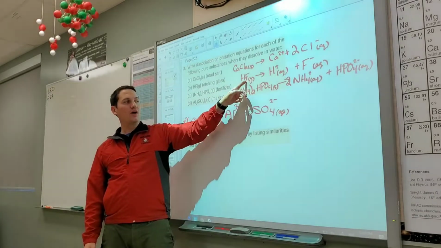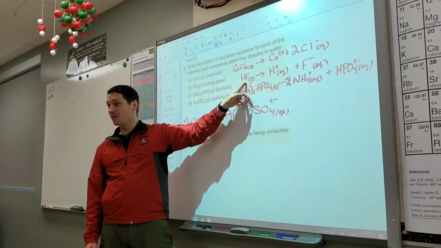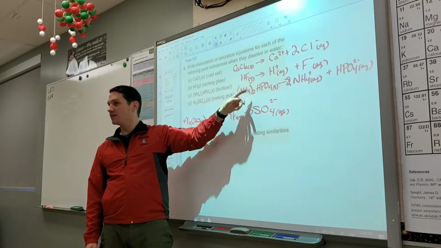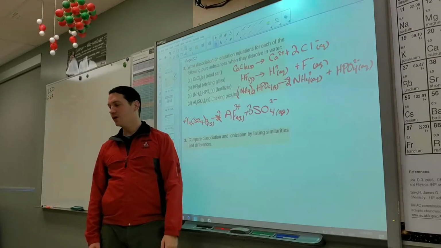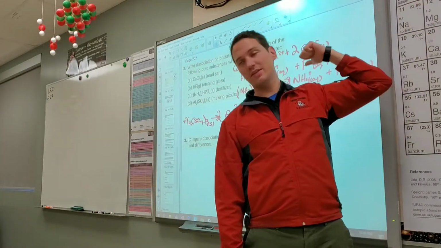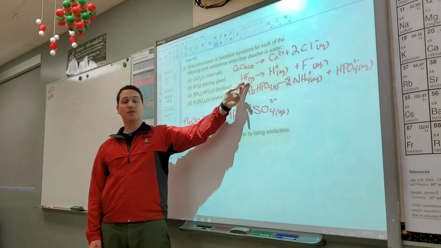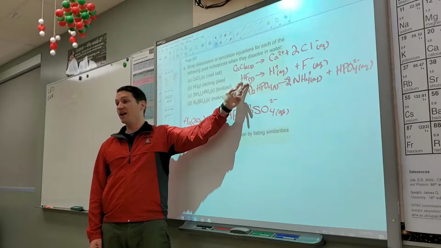But in HF, is this an ionic compound? Is HF ionic? Is it a metal and a non-metal? No. Is hydrogen a metal? No. Hydrogen is a gas. It is a non-metal. I get that it's on this side, but we talked about that yesterday. It's a non-metal. So there are no ions in here. HF is not ionic. There are no ions in this compound.